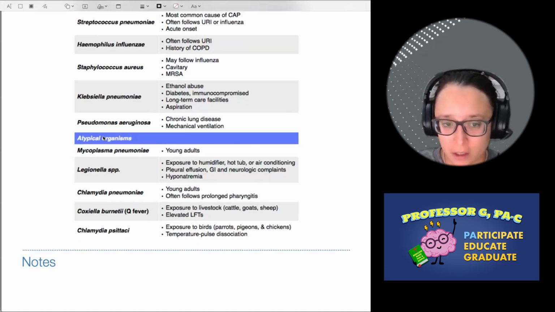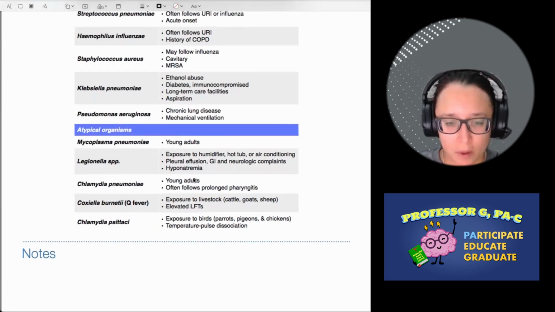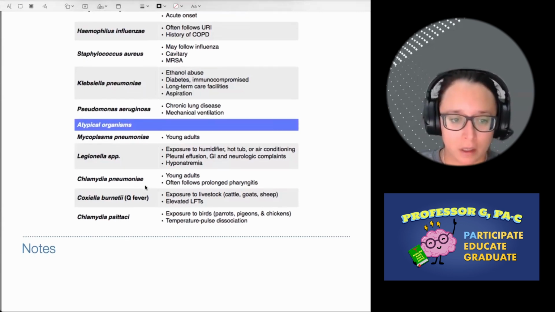Legionella, if you see that, it's also atypical. You're going to see something in the vignette that mentions that they were exposed to some sort of humidifier or air conditioning system that was contaminated, and they have a lot of extra stuff. So they have the GI side effects, sometimes some neurologic side effects, like diarrhea. They have hyponatremia. So look for those things in the vignette. They'll kind of stand out like a sore thumb. You're wondering, like, why are they telling me this? It's because they're trying to make you think Legionella.